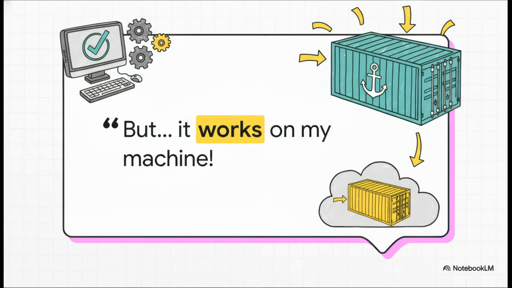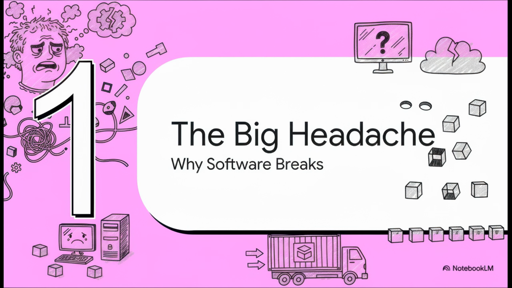To really get Docker, we have to start with a problem. A really, really frustrating problem that has driven software developers crazy for, well, forever. It's the source of so many headaches, and it all comes down to this one infamous phrase, but it works on my machine. You know the scene. A developer builds something, it's flawless on their laptop, and then the second anyone else tries to run it, it just completely falls apart. So why does that even happen?